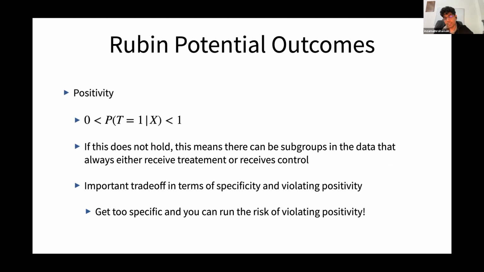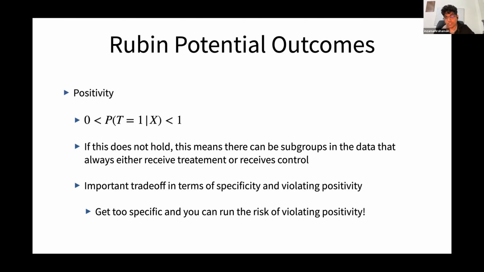The next one is positivity, and this pretty much says that if you're going to do causal inference on observational data with covariates, you have to make sure that you can't just have a subgroup that is all treated or all not treated. Which intuitively makes sense, because if everybody with a particular covariate set is treated or not treated, then you can't really say anything about them in terms of the causal effect.